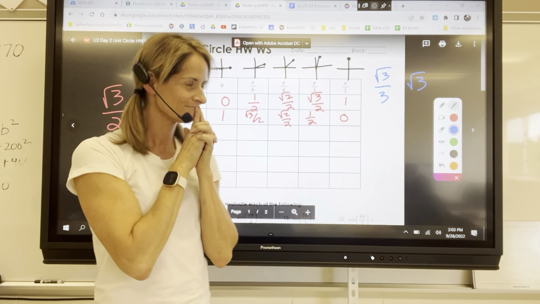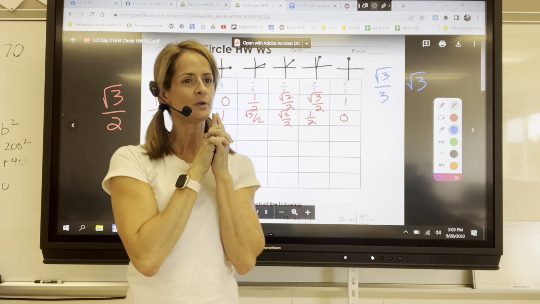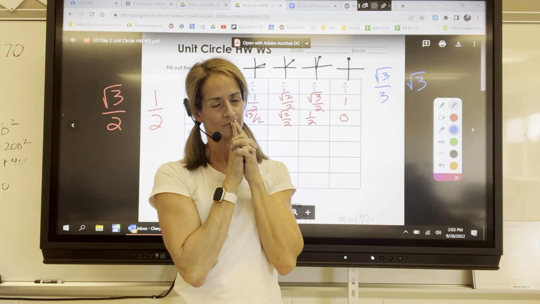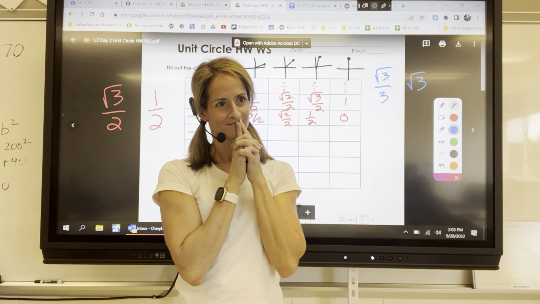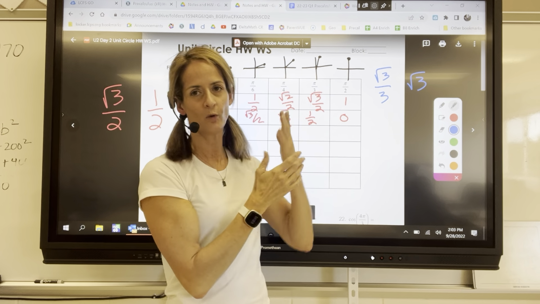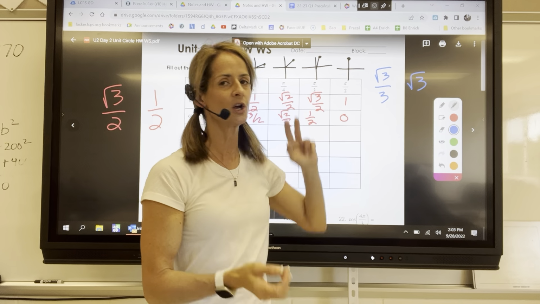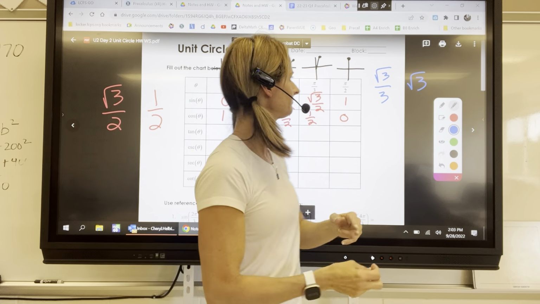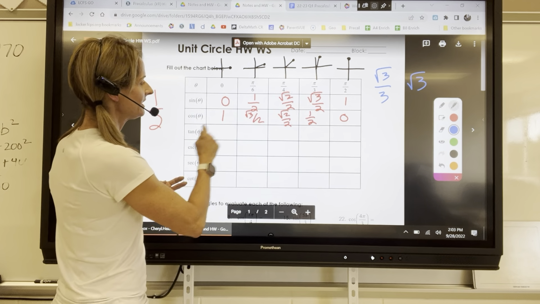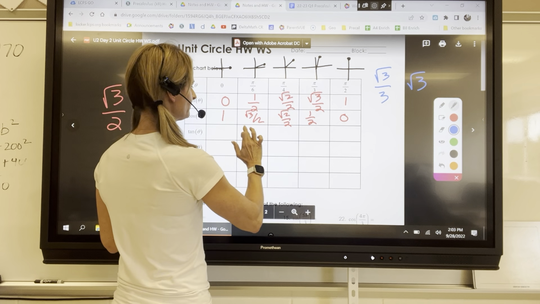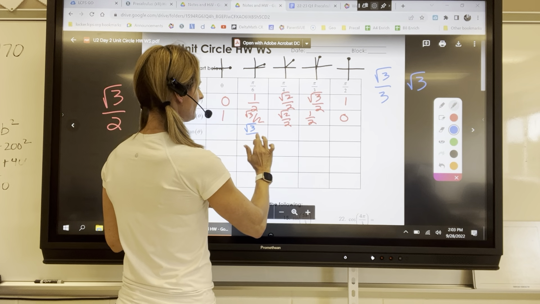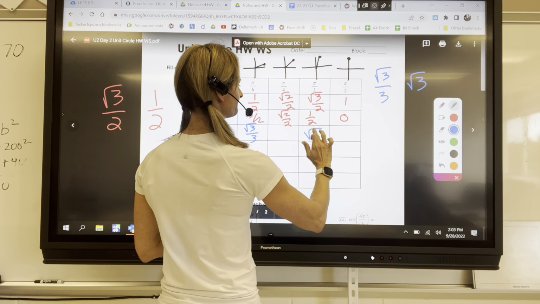Root 3 over 3. Why is root 3 over 3 smaller than root 3? Because you're dividing it by 3. We're taking a number that's bigger than 1 and we're dividing it by 3. So this is the smaller value. It's going to go with the smaller angle. So the tangent of the smaller angle is root 3 over 3 and the taller angle is root 3.